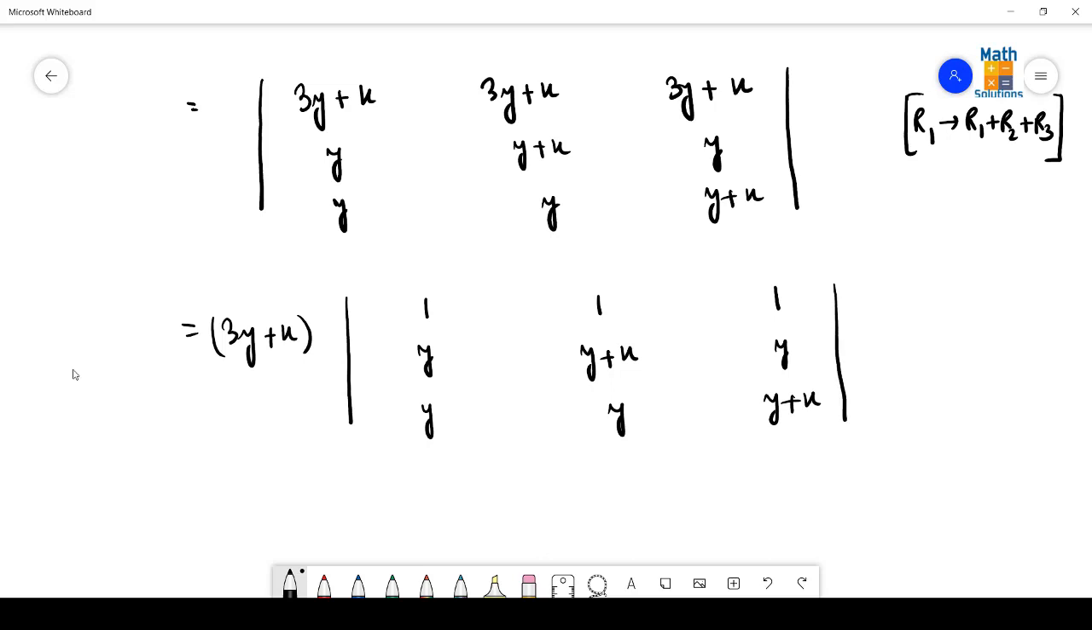Since there are three ones along the first row, there is the maximum possibility of getting the maximum number of zeros along that row if we perform the operations column-wise. So we proceed like the previous sum only. In this case also I am going to replace C1 by C1 minus C3, and at the same time C2 by C2 minus C3. So let's proceed.